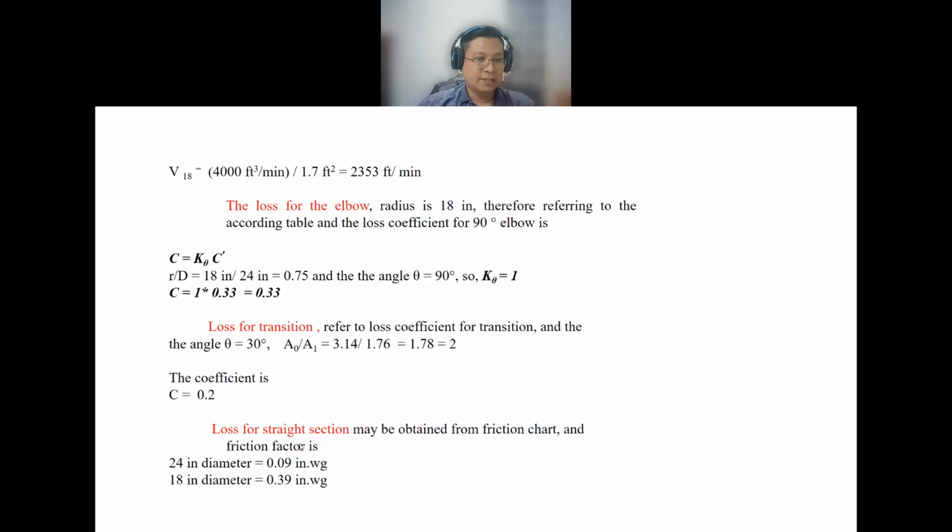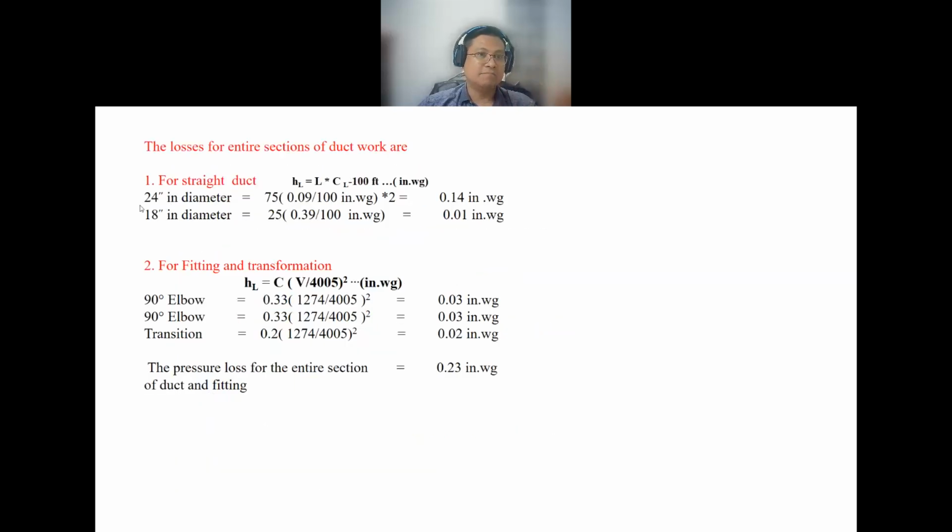Last, straight section, so ada 2 sections, satu section 24, satu section in the 18 for straight line, and then we sum the head loss. Okay, that's all for today.